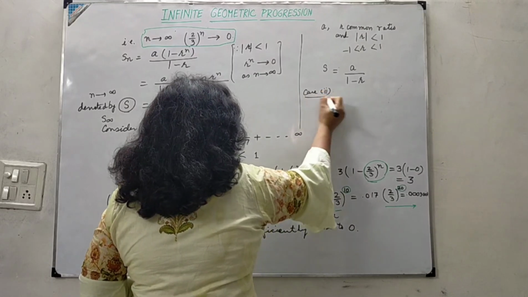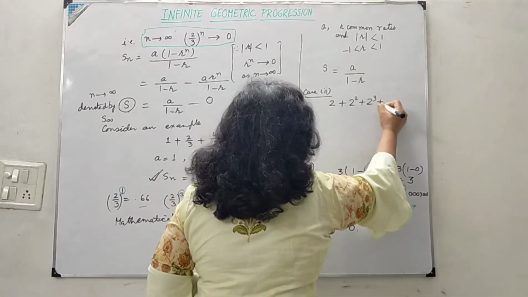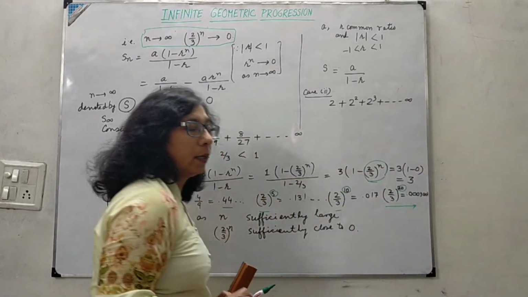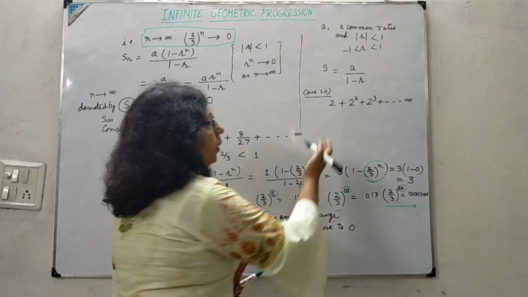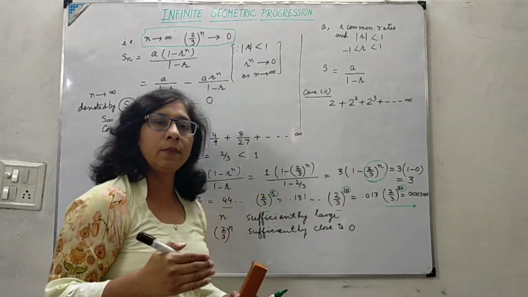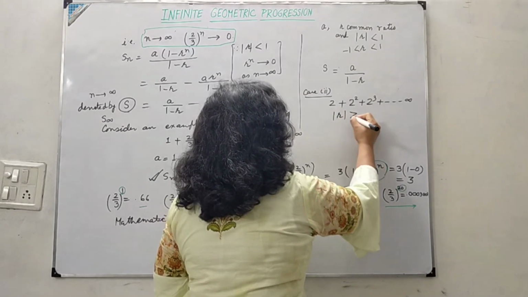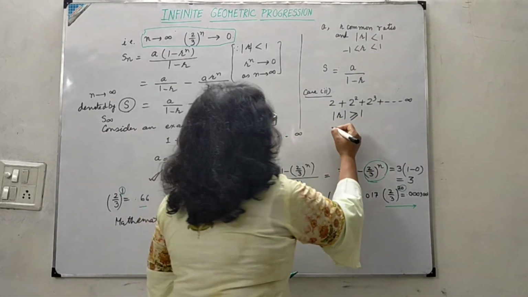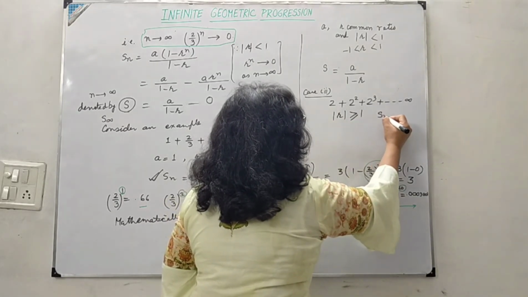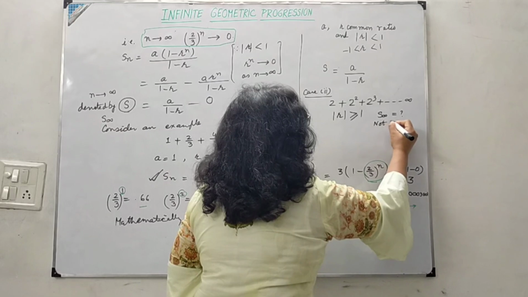Now let me take case 2. Suppose we have the series 2 plus 2 square plus 2 cube and so on up to infinity. Then we cannot even find the last term, what to talk about the sum of infinite terms. So if r modulus is greater than 1, or equal to 1 also, then we cannot find S infinity. This is not possible to find.